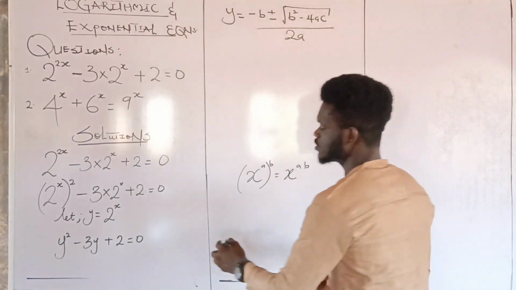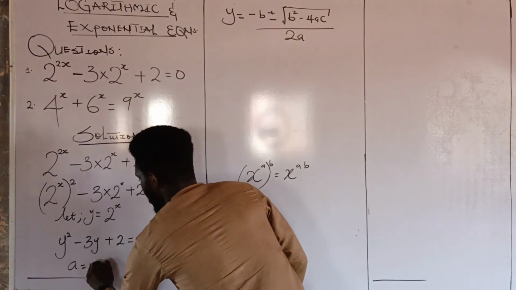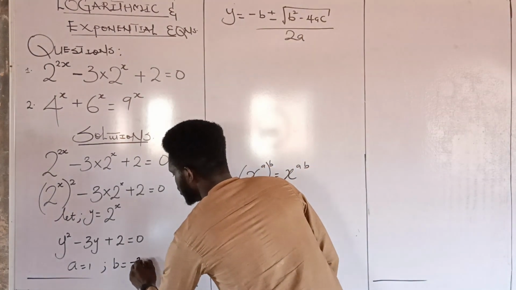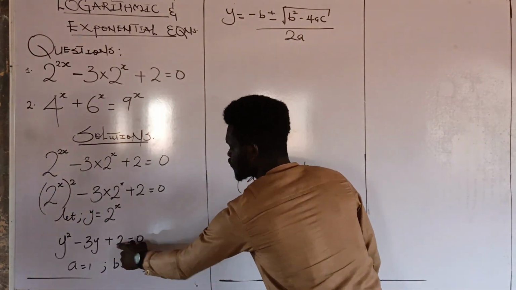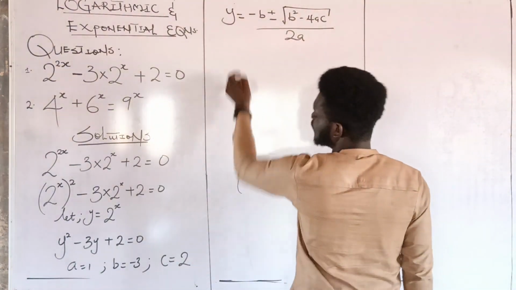So what do we do now? Here we have a, the coefficient of y squared, which is 1. We have b, the coefficient of y, which is minus 3, and we have c, the constant, which is 2. So let's substitute that in the formula to get the value of y.